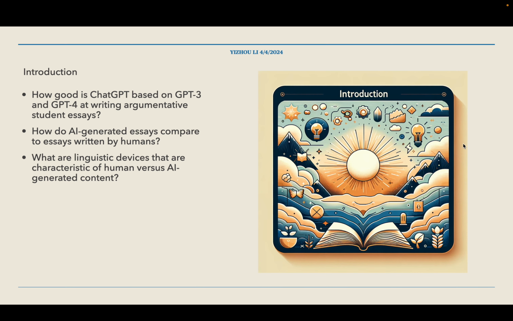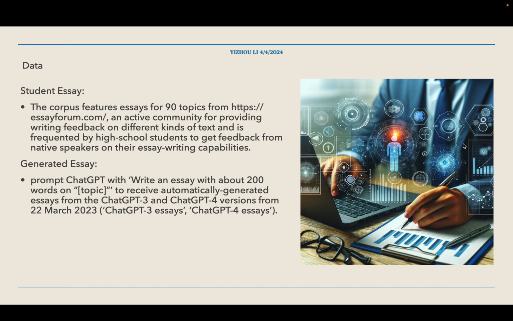For the introduction, this paper really strives to solve 3 problems. First, how good is ChatGPT, based on GPT-3 and GPT-4, at writing argumentative student essays? Second, how do AI-generated essays compare to essays written by humans? Third, what are linguistic devices that are characteristic of human versus AI-generated content?